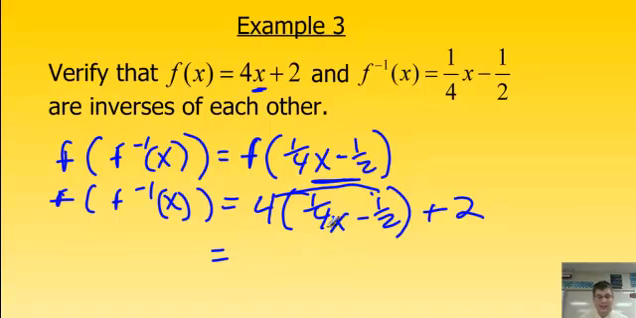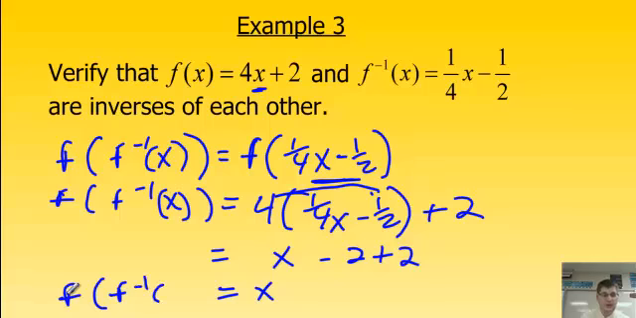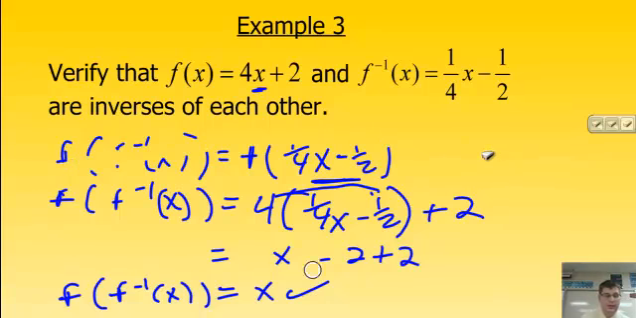So that's going to be 1x minus 2 plus 2. And then minus 2 plus 2 is equal to just x. So as we can see here, f of inverse of f of x is equal to x, just like it was showing. So that checks out. Okay, check. Good. All right. So let's test it the other way around.